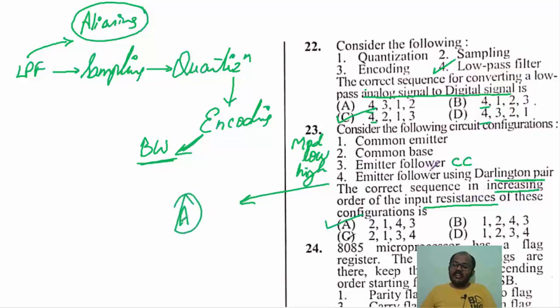And most of the people will be thinking that if you are making use of Darlington pair, you will be getting very high input impedance. No friends, you will be getting a low input impedance which is less than common collector configuration. Able to follow? So the suitable option that is going to follow is option A.